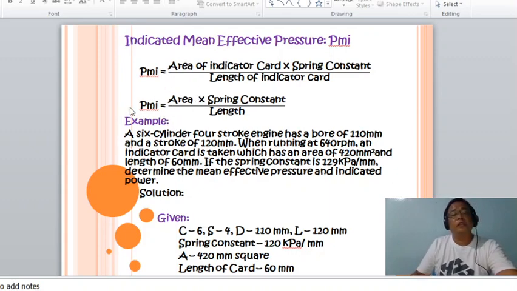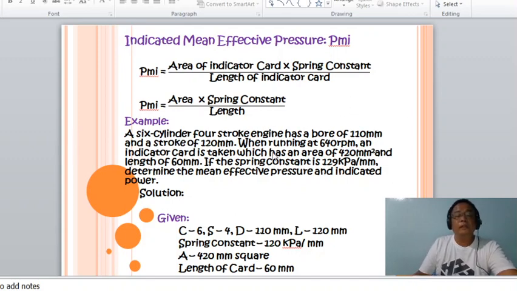A 6-cylinder 4-stroke engine has a bore of 110 millimeter and a stroke of 120 millimeter. When running at 640 RPM, an indicator card is taken which has an area of 420 millimeter square and a length of 60. So, if the spring constant is 129 kilopascal per millimeter, determine the mean effective pressure and indicated power.